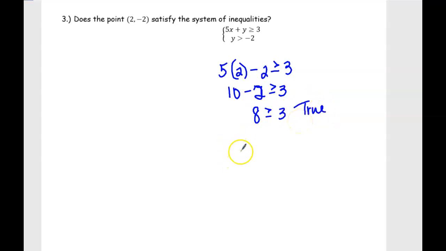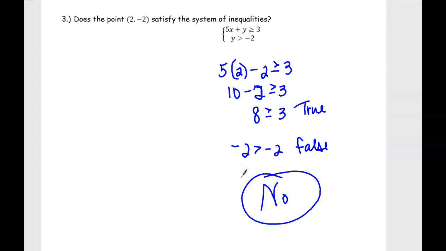Y is greater than -2. So when we plug it in, -2 is greater than -2. That's false. Now remember, they both have to be true for it to be satisfied. So this does not satisfy. That's a no. Okay. All right, moving on to the next one.